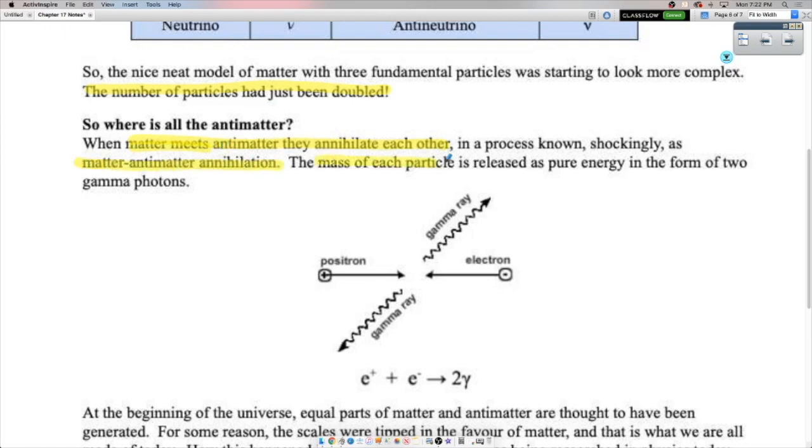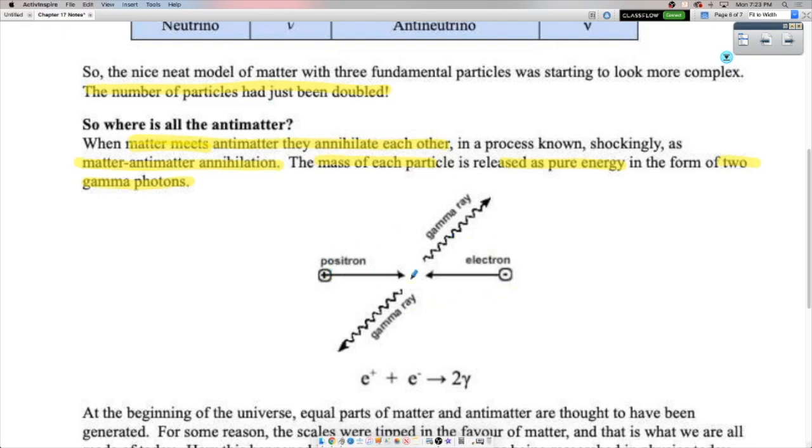So the mass of each particle is released as pure energy in the form of 2 gamma photons. Always 2. Why does it have to be 2? Again, without that, you can't have conservation of momentum. You can picture this here. At the beginning, the net momentum is 0. If only 1 gamma photon is emitted, well, photons only travel in one direction, and they have some momentum, so there's no way for this system's overall momentum to stay at 0.